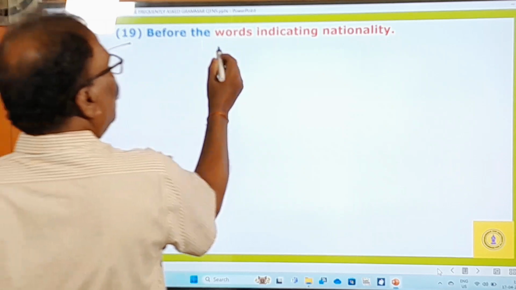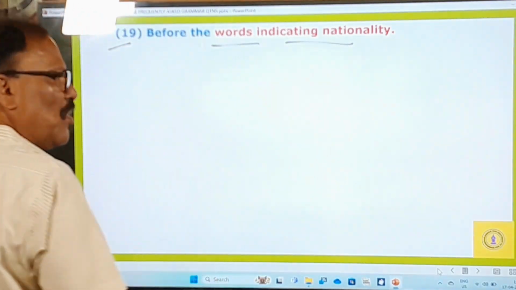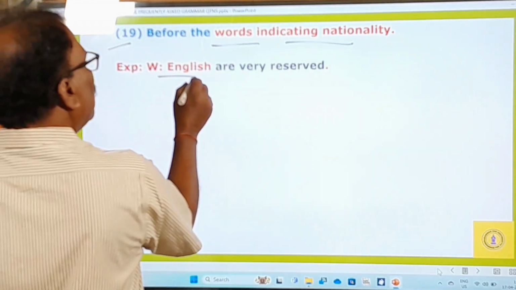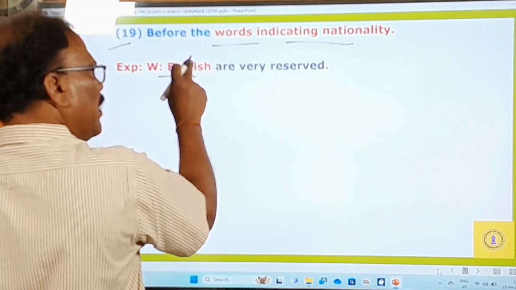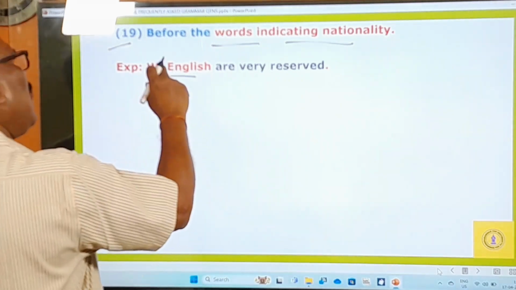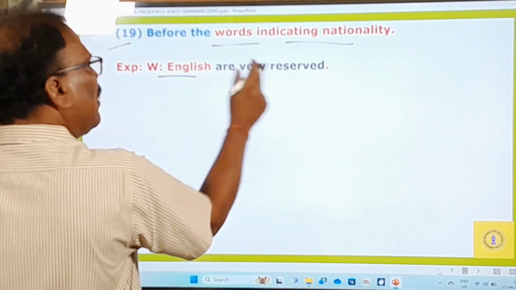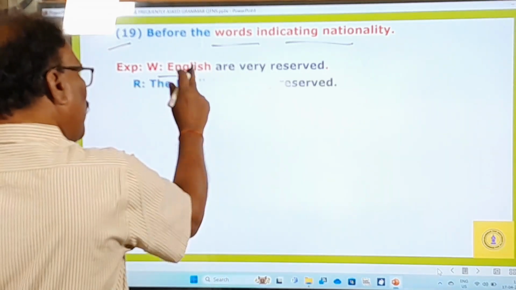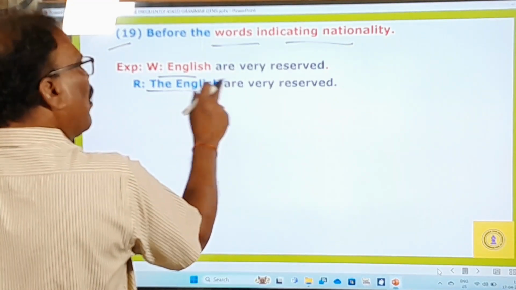The 19th one, before the words indicating nationality. Indicating nationality, that's very important. And here, English is the nationality of the people of England. So, England, English, you know that very well. The English are very reserved. Here you cannot say English are very reserved. Before that nationality, you have to say the English. The English means the people of England are very reserved.